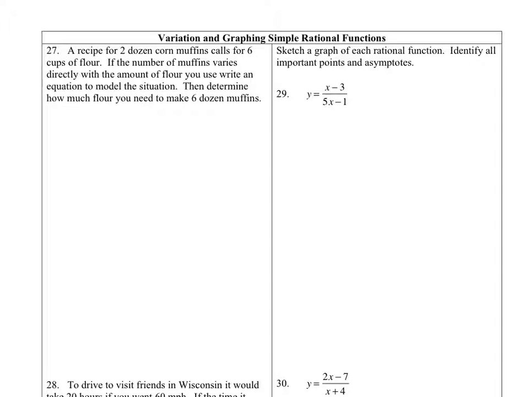Next up, we're looking at variation and graphing rational functions. I'm going to start off with my variation piece. A recipe for 2 dozen corn muffins, so that's 24, calls for 6 cups of flour.